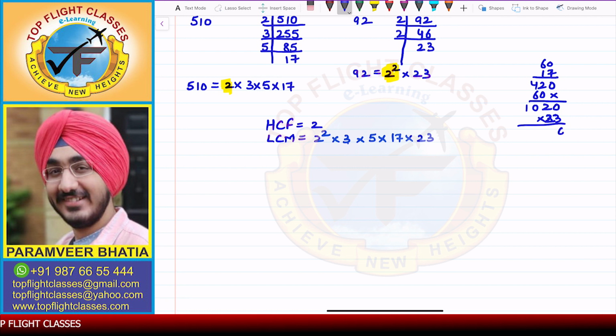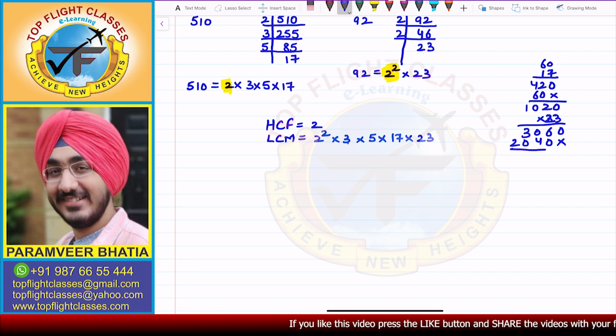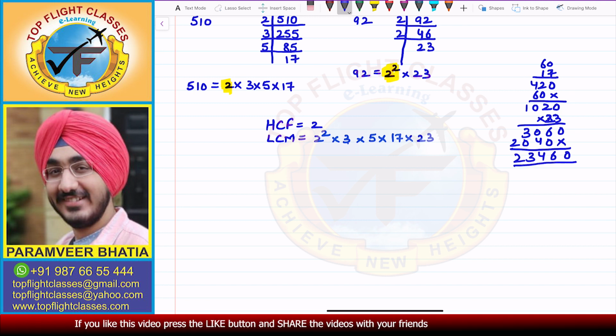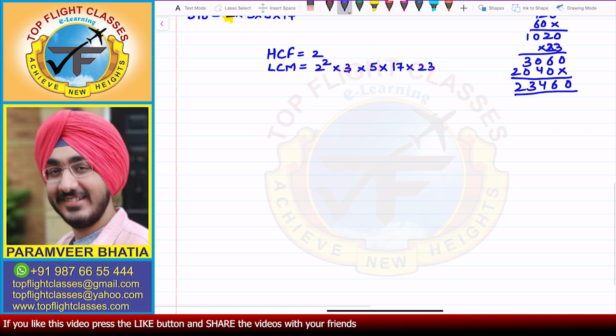So 3 zeros are 0, 3 twos are 6, 0 and 3, and then you have to multiply this by 2. 0, 2 into 2 is 4, 2 into 0 is 0, 2 into 1 is 2. Write this, then you will get 0 6 4 3 2. So 2 3 4 6 0. So that is the LCM.